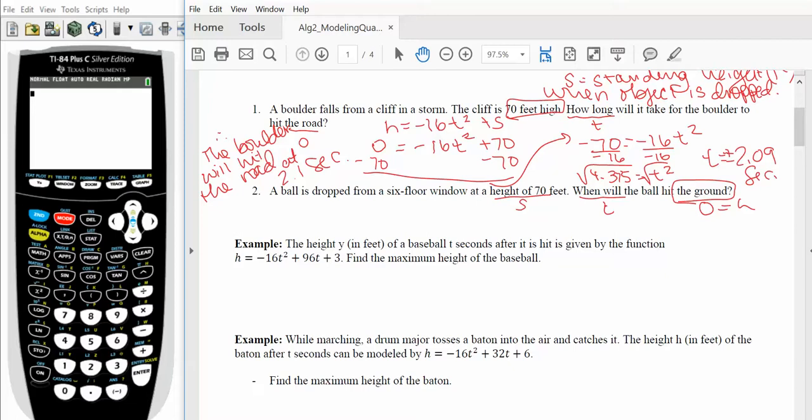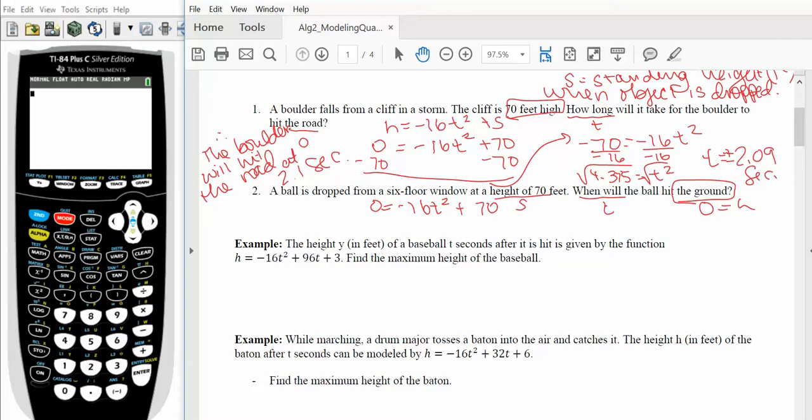So let's go ahead and plug this in. H is my end height, which is 0 feet, equals negative 16t squared plus the initial height, which is 70. And I'm going to do the exact same thing all over again. I'm just going to solve for t. So I'm going to subtract 70 first.